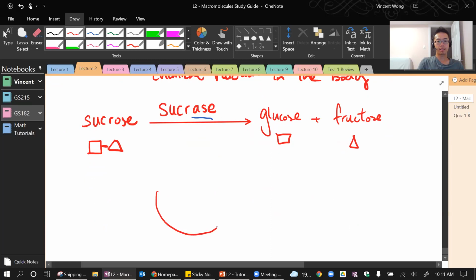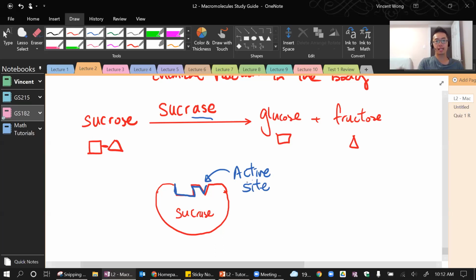First of all, the enzyme is going to be made up of proteins. So this is sucrase, and it's made out of protein, so it's going to have a three-dimensional shape. What's important is that there is a particular part in the protein that we call the active site. The active site is where the substrate is going to fit in.